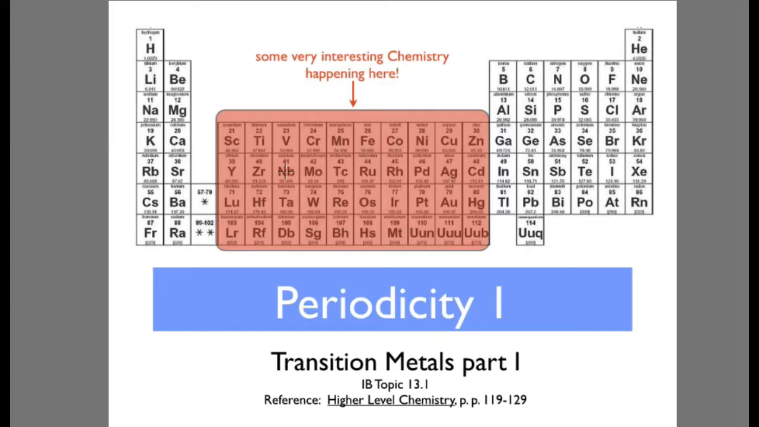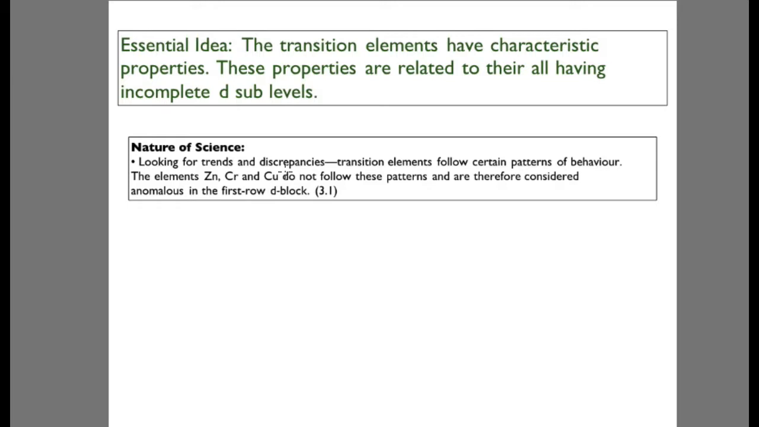Periodicity 1. Transition metals, part 1. Essential idea: the transition elements have characteristic properties. These properties are related to their all having incomplete d sublevels. Nature of science: looking for trends and discrepancies. Transition elements follow certain patterns of behavior. The elements zinc, chromium and copper do not follow these patterns and are therefore considered anomalous in the first row.